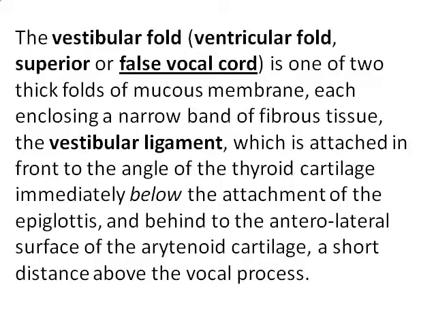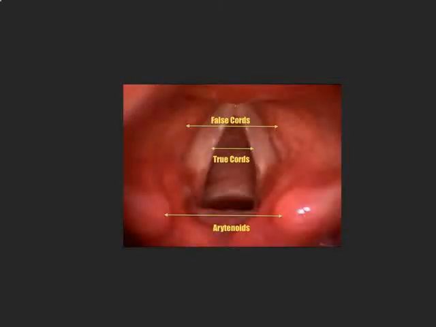The false cords, also called the vestibular fold, is one of two thick mucous membrane folds, each enclosing a narrow band of fibrous tissue, the vestibular ligament, which is attached in front to the angle of the thyroid cartilage immediately below the attachment of the epiglottis, and behind it is attached to the anterolateral surface of the arytenoid cartilage, a short distance above the vocal process. These are the false cords.